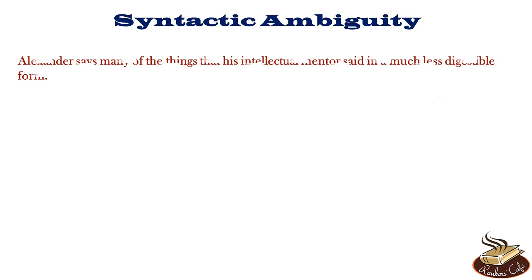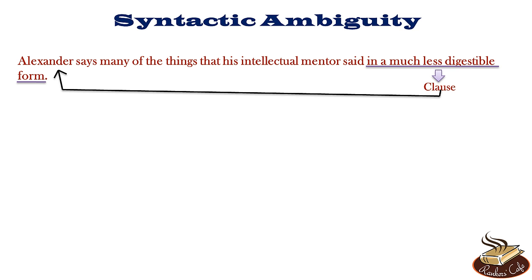Look at a sentence like this. Alexander says many of the things that his intellectual mentor said in a much less digestible form. The above example is a very good instance of syntactic ambiguity, as it is very difficult to comprehend whether the clause in a much less digestible form applies to Alexander or to his intellectual mentor. This is so because of the grammatical order used here in the arrangement of words and clauses.